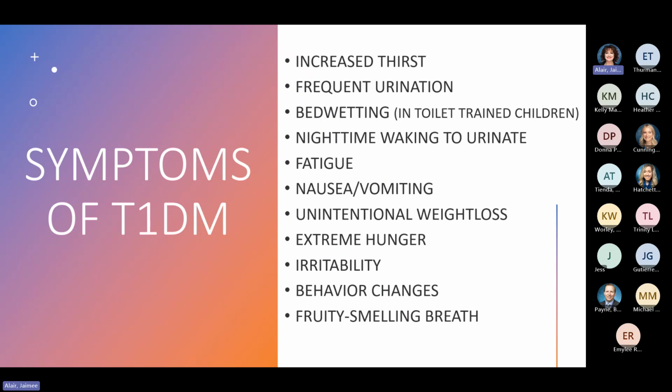Symptoms of type 1 diabetes are increased thirst, frequent urination, bedwetting, nighttime waking, unintentional weight loss, and behavior changes. Sometimes this is anger and anxiety. Sometimes this is extreme restlessness, like they just can't seem to pay attention in class or settle at bedtime. And then, of course, the fruity smelling breath. That's one of the big ones.